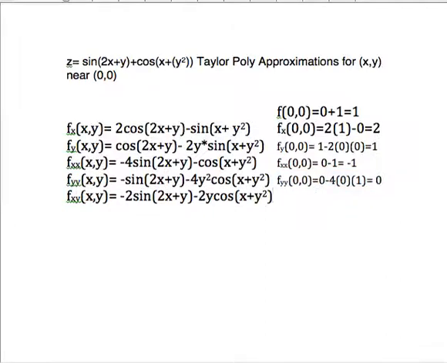And then we have the last one, f of xy of 0, 0 equals negative 2 times 0 minus 2 times 0 times 1, which ultimately equals 0.